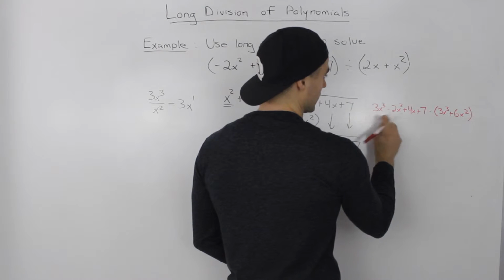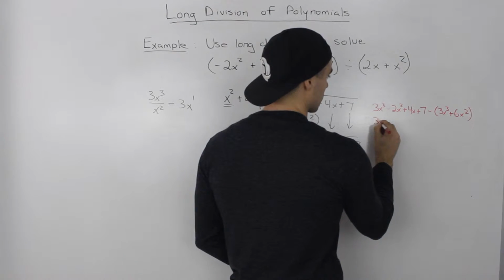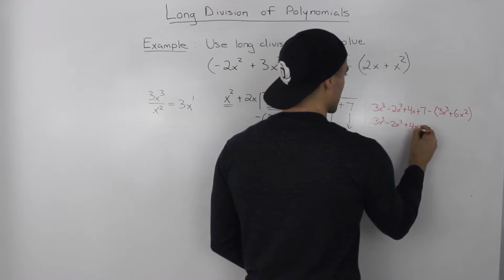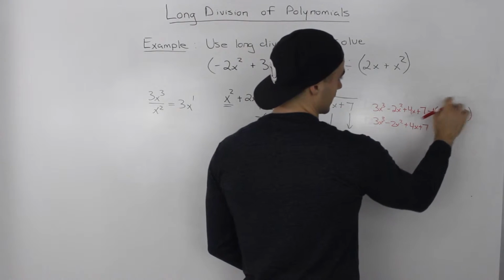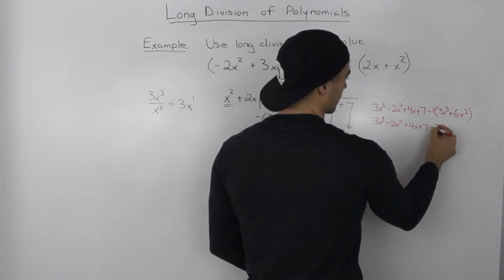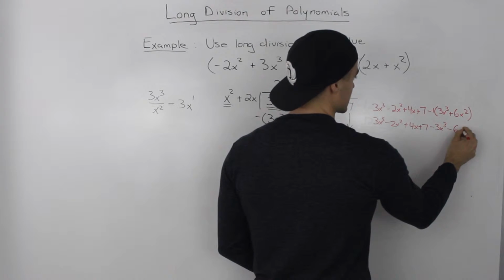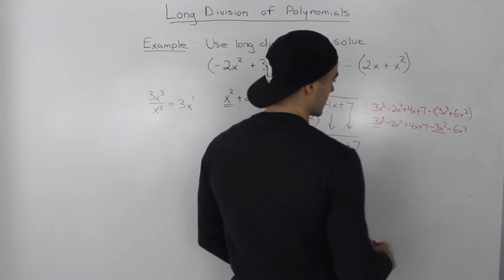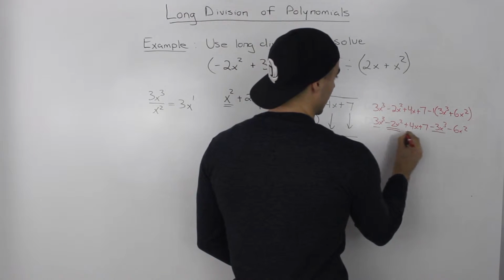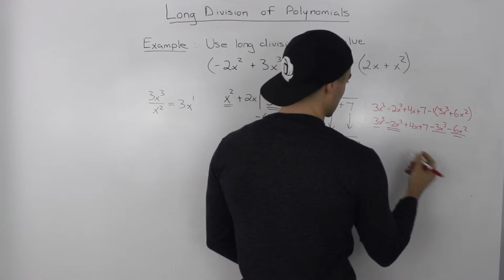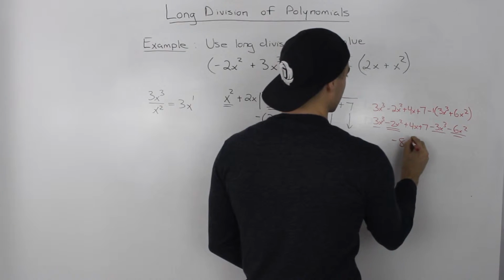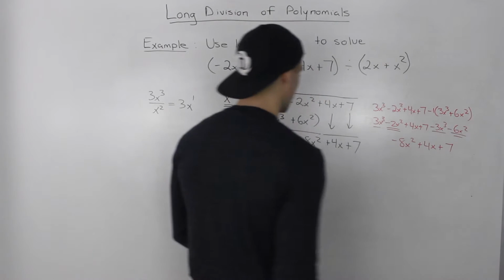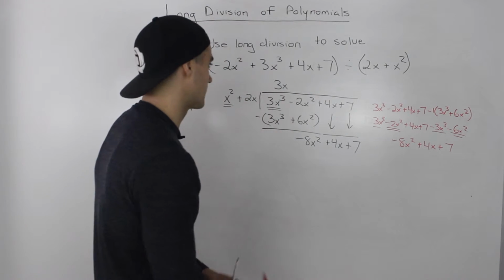So we rewrite the dividend as is, so 3x cubed minus 2x squared plus 4x plus 7. Then distribute this negative 1 inside the bracket, so we get negative 3x cubed minus 6x squared. And then the 3x cubed and negative 3x cubed cancel out. Negative 2x squared and negative 6x squared are like terms. We get negative 8x squared plus 4x plus 7. And that's what we ended up getting here.